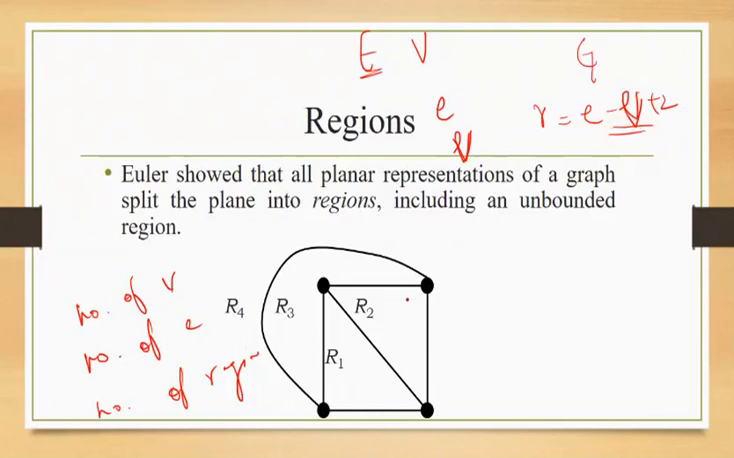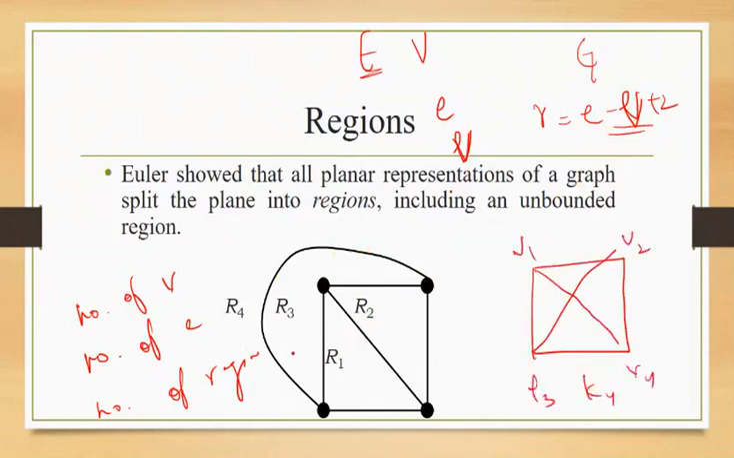Now based on this, let's verify this formula for this graph G. Over here, if you remember, this graph is a planar representation of a complete graph K4. If our vertices are V1, V2, V3 and V4, then this graph is a planar representation of our complete graph K4. How many regions do we have in the graph?